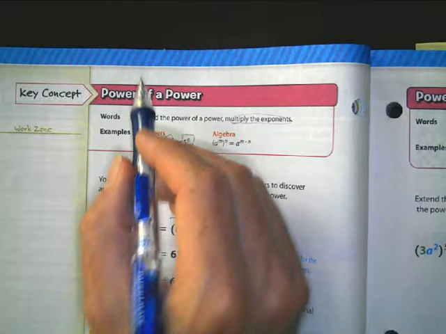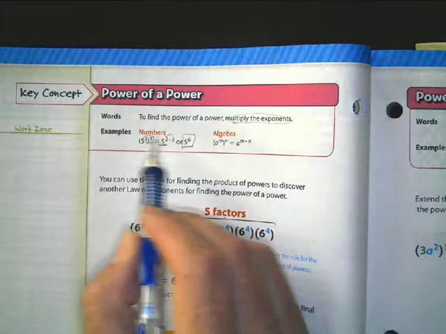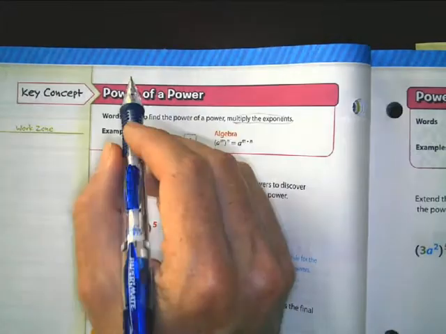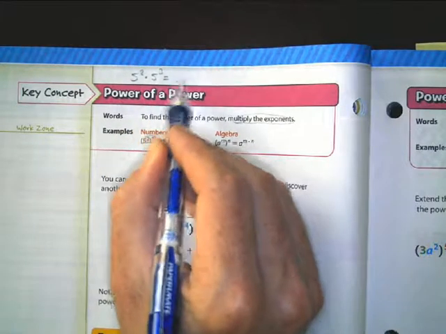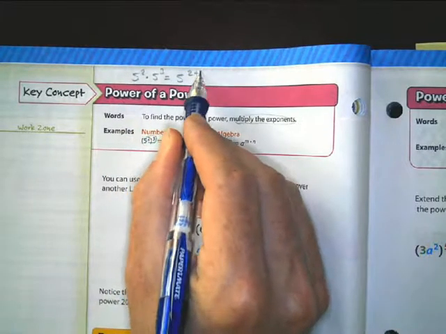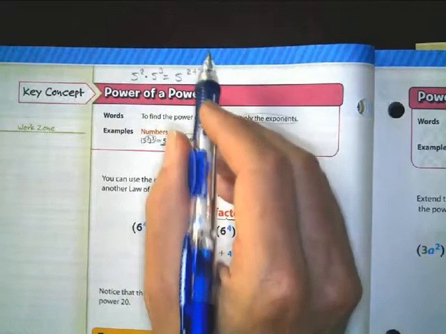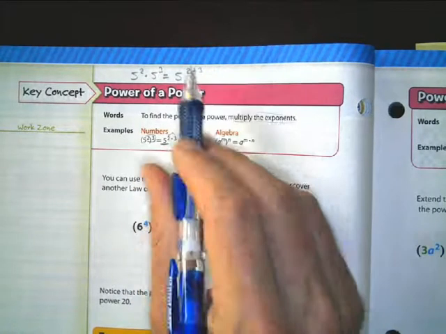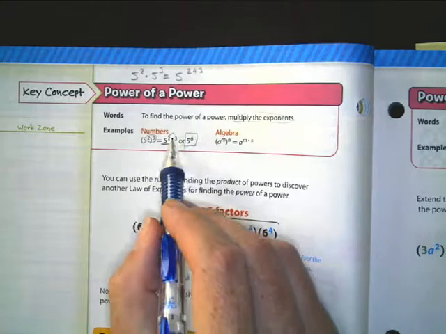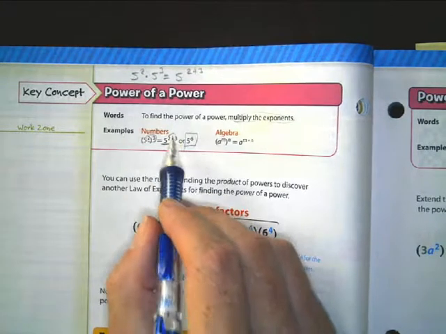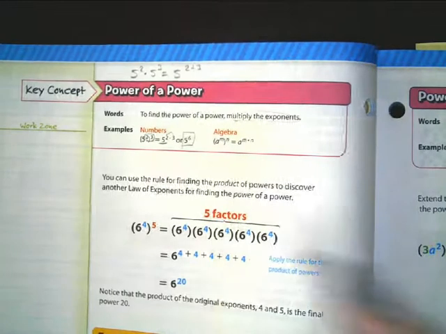Remember, if we were multiplying powers together, we added, right? So if I have 5 squared times 5 to the third, then we added those exponents together. Now because we're doing a power of a power, we're going to multiply those exponents, so this becomes 2 times 3. So very different, but it's kind of the next phase of what we're going to do there.